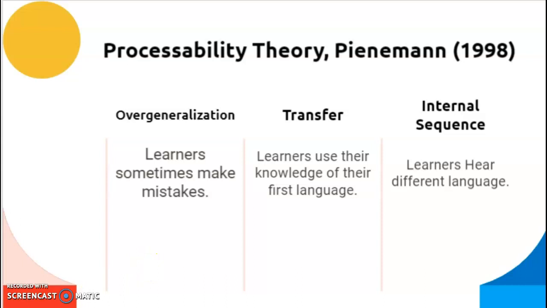Thirdly, we have internal sequence. It is when learners hear different languages. For example, in classrooms, they have different languages. Therefore, we expect that learners learn a second language in different ways.